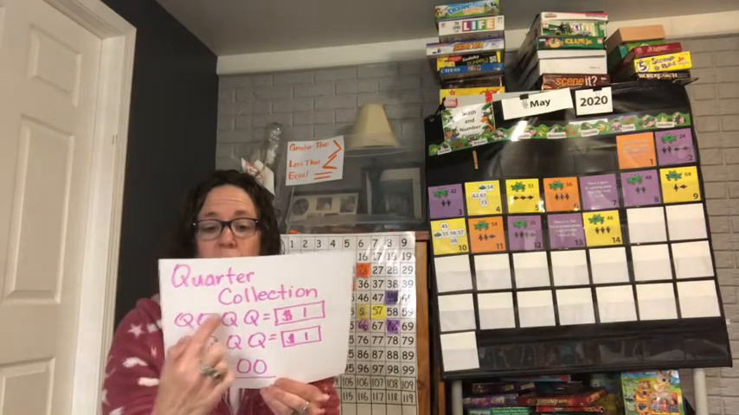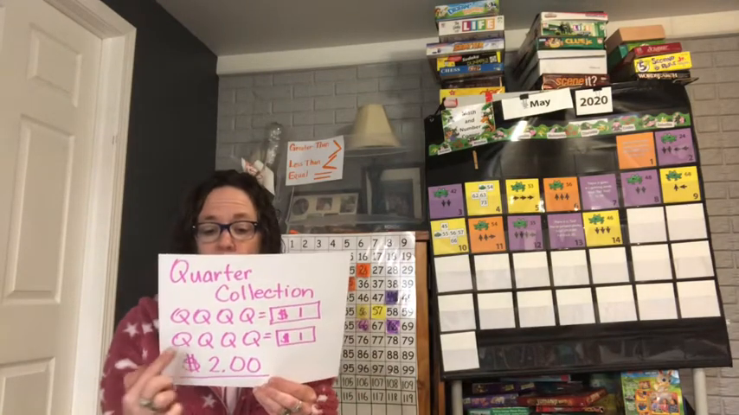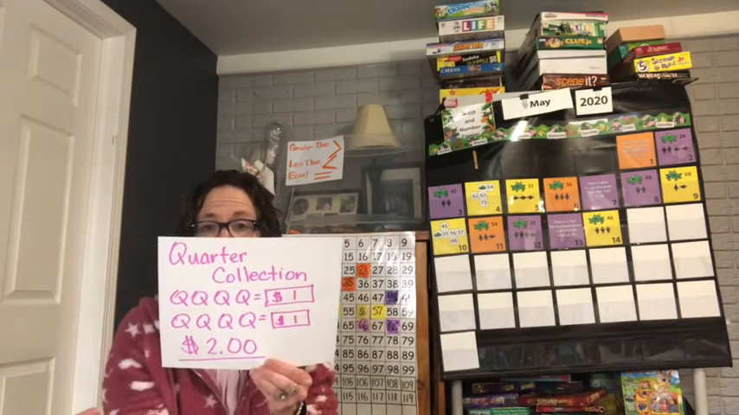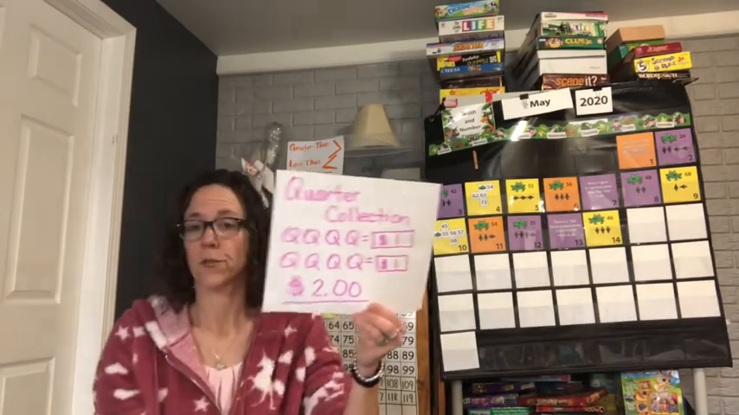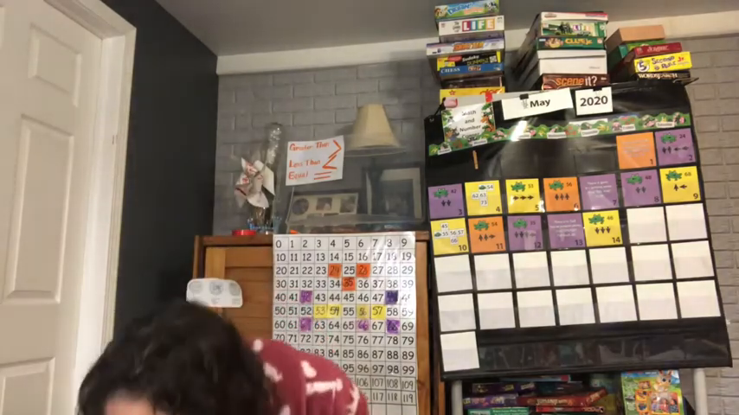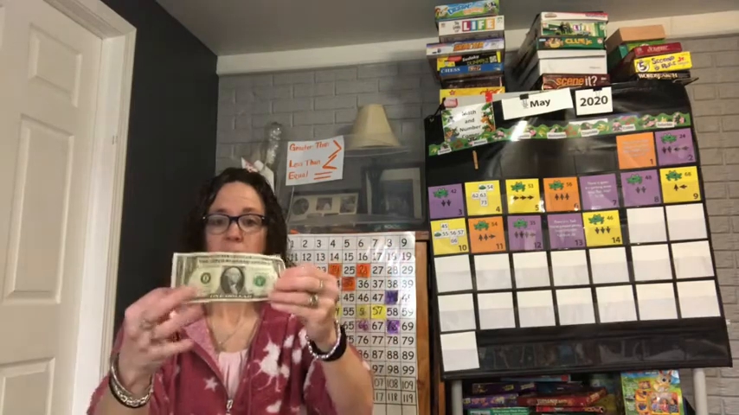We could trade these 4 quarters in for a dollar. We have $2, right? So, thought I would show you. I could do it like this. I could take my quarters to the bank and I could get $2 bills, right?